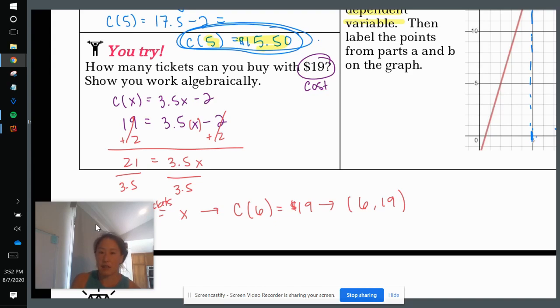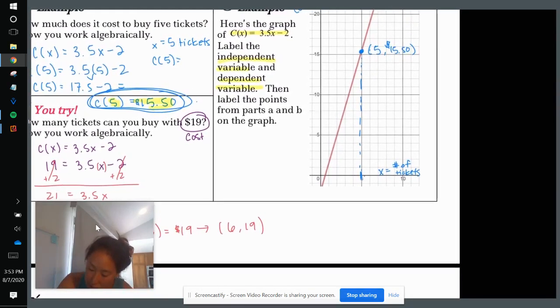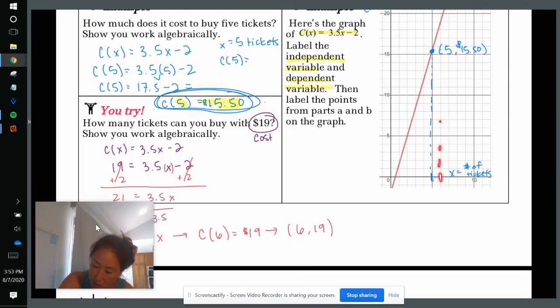Let's look at our graph and see if there's a point 6, comma 19 on our graph. Okay, so I'm going to go over to 6 right here. I'm going to draw up to 6, comma 19. Yes, it's a point on our graph. We know we did this one right.